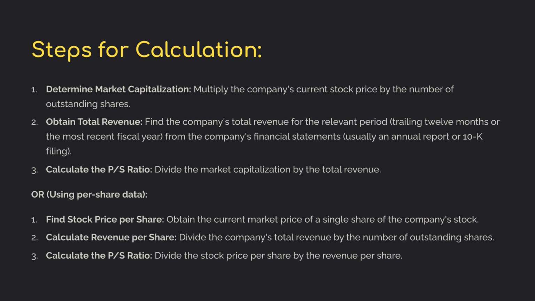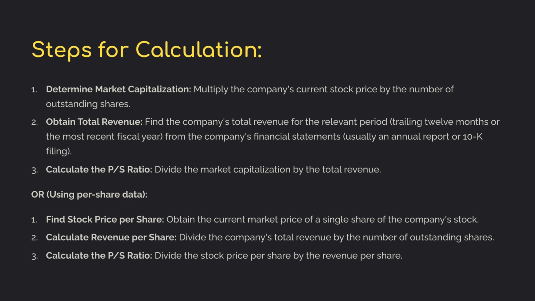Steps for calculation: determine market capitalization. Multiply the company's current stock price by the number of outstanding shares. Obtain total revenue. Find the company's total revenue for the relevant period, trailing 12 months or the most recent fiscal year, from the company's financial statements, usually an annual report or 10-K filing. Calculate the PS ratio. Divide the market capitalization by the total revenue.